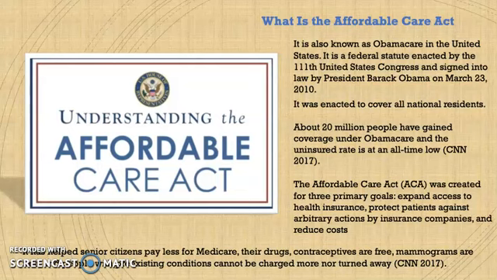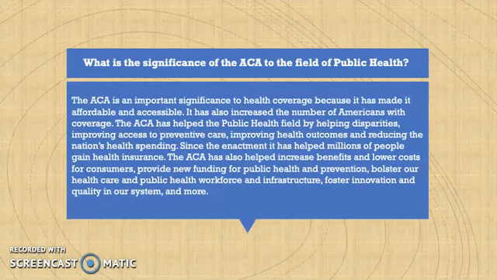The Affordable Care Act, ACA, was created for three primary goals: to expand access to health insurance, protect patients against arbitrary actions by insurance companies, and to reduce costs, which has helped senior citizens pay less for Medicare and their drugs. It has made contraceptives free, mammograms are free, and people with pre-existing conditions cannot be turned away, which is awesome. But what is the significance of the ACA to the field of public health?